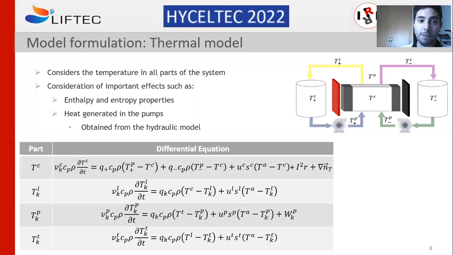For the case of the thermal model, we have used a model with which it is possible to consider the temperature in all the different parts of the system. So in the cell and in the different pipes and tanks, taking into account the ambient temperature, so the temperature of the air. And in this case, we consider the most important effects, as can be seen: the enthalpy and the entropy properties, and the heat generated in the pumps, that is directly obtained from the hydraulic model that I will present in the next slides.